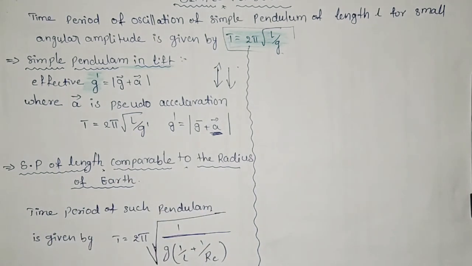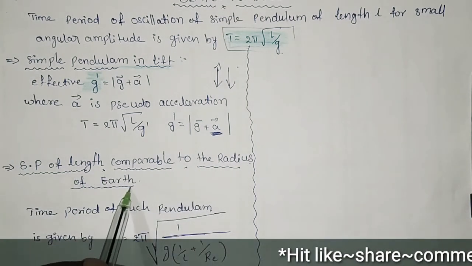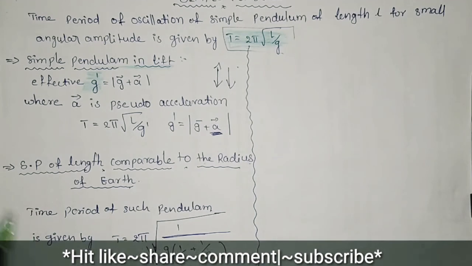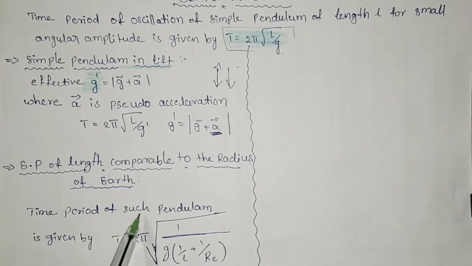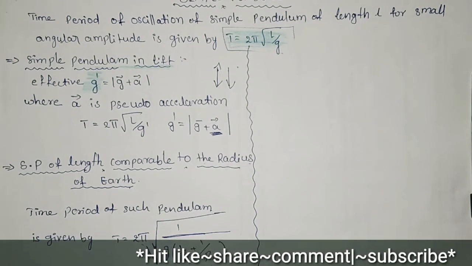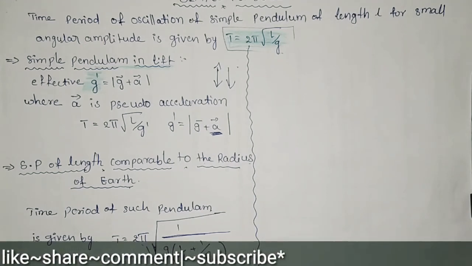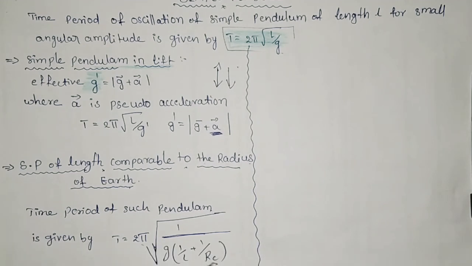Another important formula: simple pendulum of length comparable to the radius of the earth. The time period of such a pendulum is given by T = 2π√(1/(g(1/L + 1/Re))), where Re means the radius of the earth.